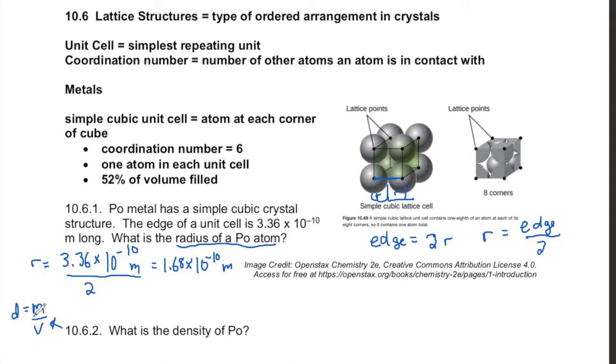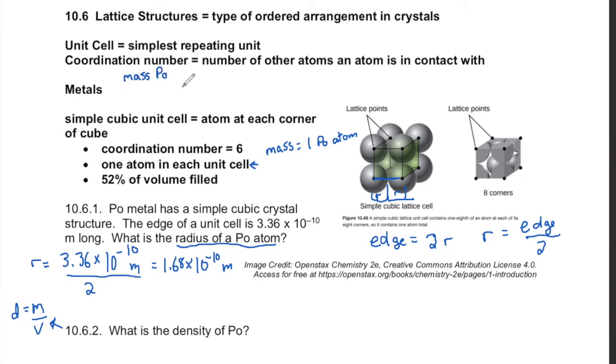The mass inside one of these unit cells is 1 atom, because we said that one atom is what's in the unit cell. So if there's one atom, then the mass is one polonium atom inside that unit cell.